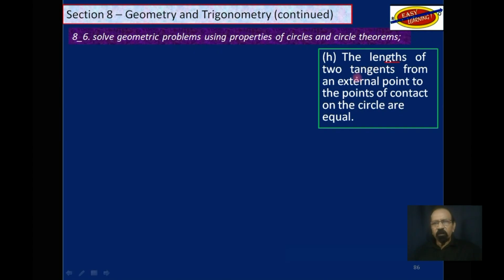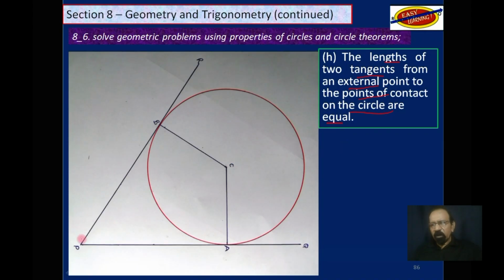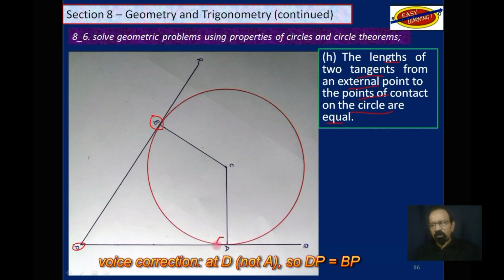The lengths of 2 tangents from an external point to the points of contact on a circle are equal. This is extremely simple. So you have an external point here, P. You have 2 tangents to that circle, and that tangent there touches that circle at B, and this tangent touches this circle at A. What it is saying is that AP and BP are equal to each other.